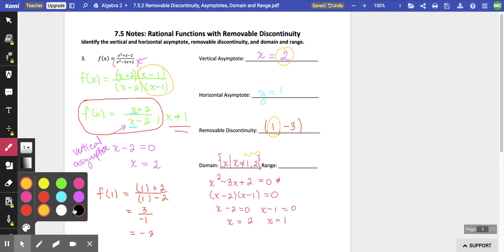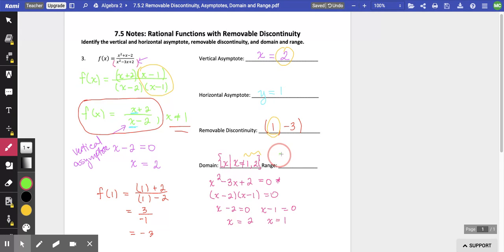For the range, the range is going to be all real numbers again, except for the y value of your horizontal asymptote and the y value of your removable discontinuity. So I'd say y such that y does not equal, and then I would list those values in order from least to greatest. So -3, of course, is smaller, and 1 is larger.